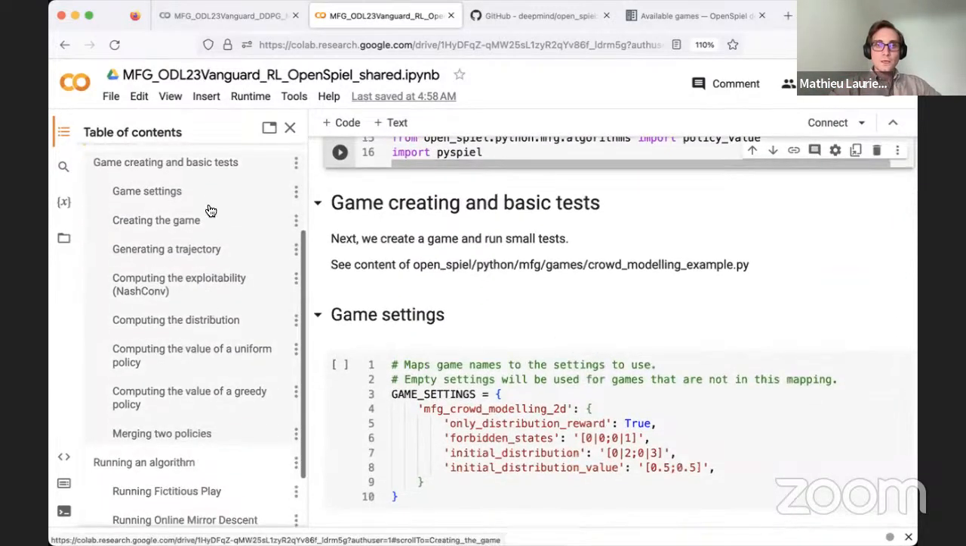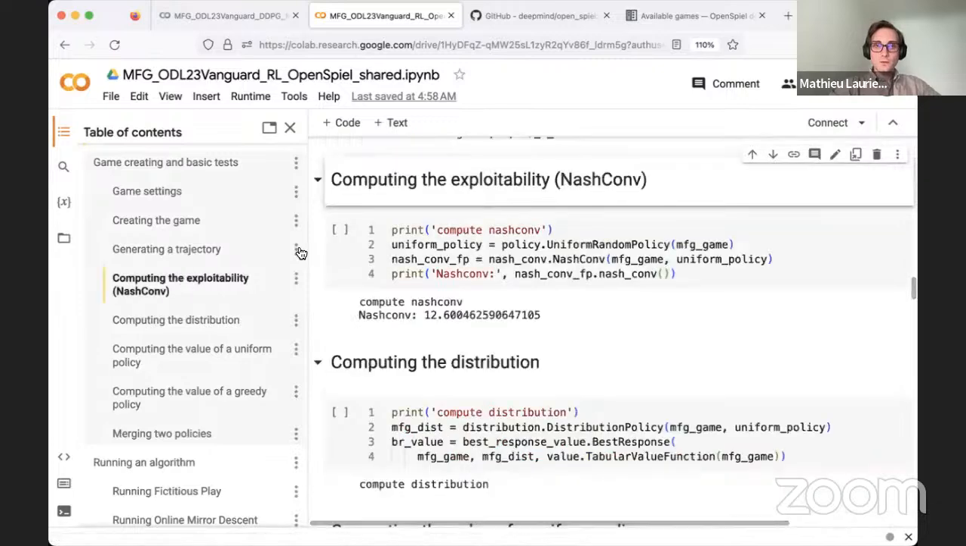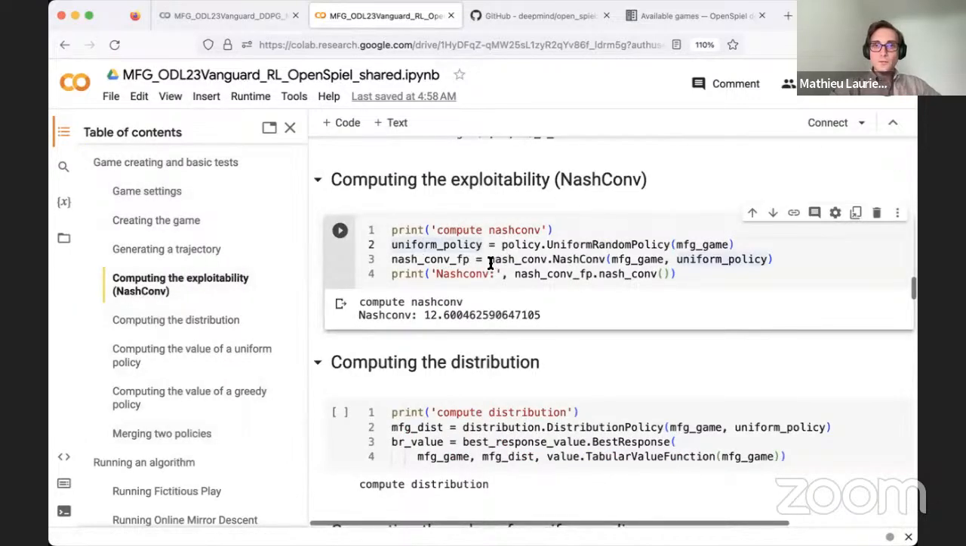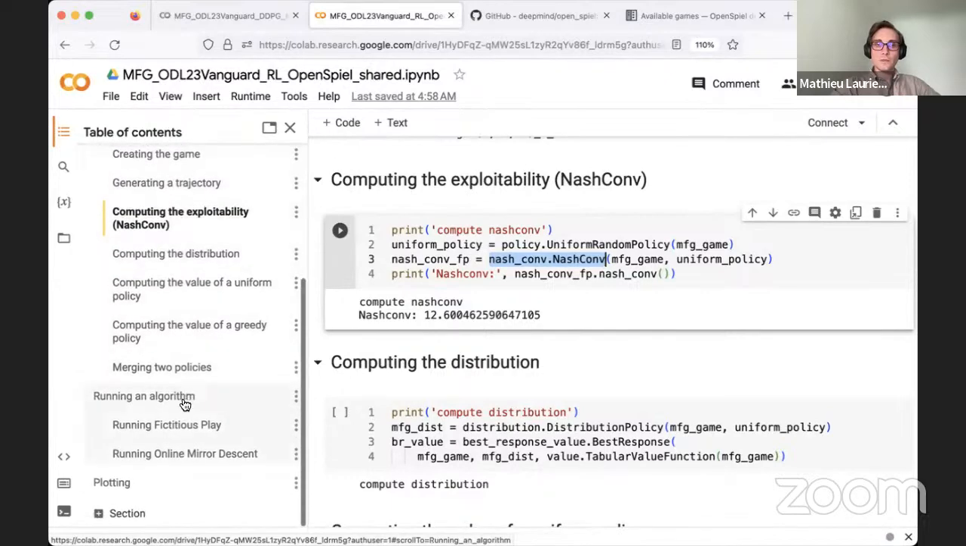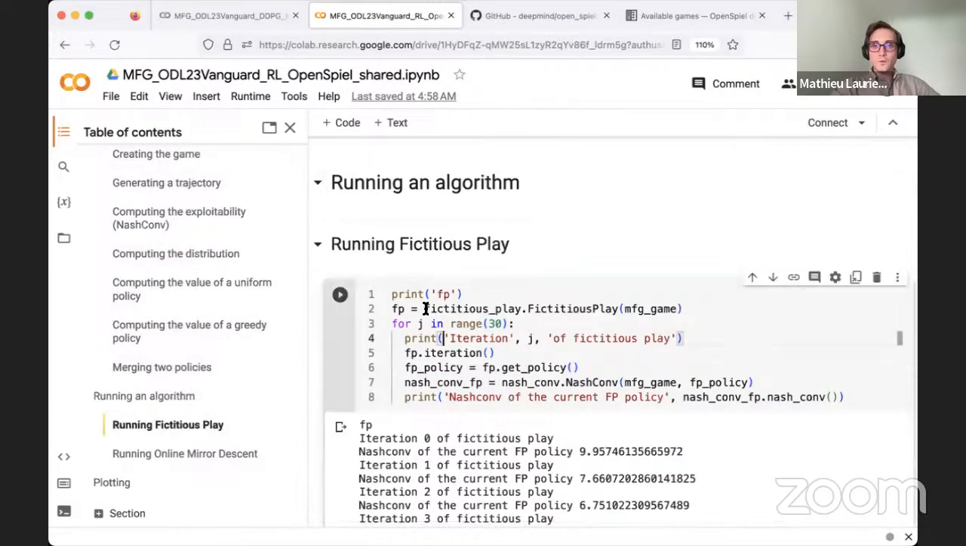Some imports, then it explains how to create a game, how to generate a trajectory, how to compute the exploitability. So if we click here, how to compute the exploitability, you have a function nash_conv, and this function nash_conv computes the exploitability, right? So you don't need to implement anything. Computing the distribution, computing the value of a uniform policy, etc. Running an algorithm, well, you call the class or an instance of the class fictitious play, and then you do fp.iteration, and it does an iteration of fictitious play.